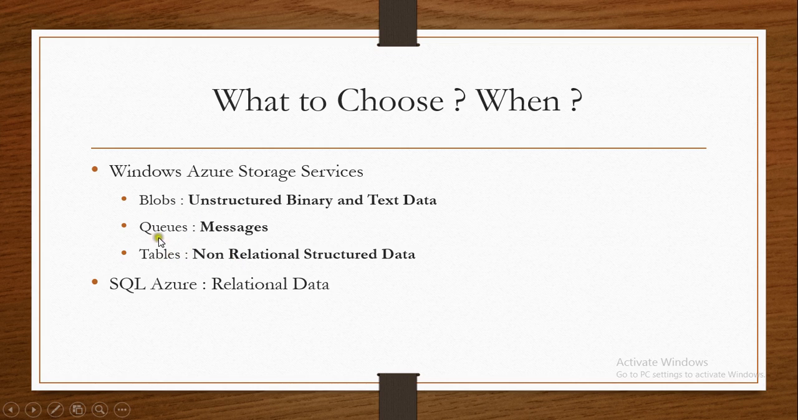Now what comes into queues is when you send a friend request to another ID, that gets stored inside queues. So now you know the difference: when to go for a blob, when to go for a queue, and when to go for a table.